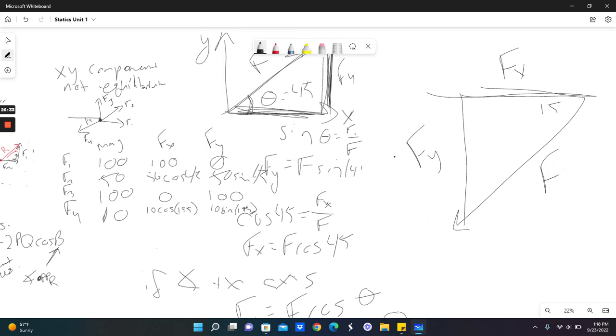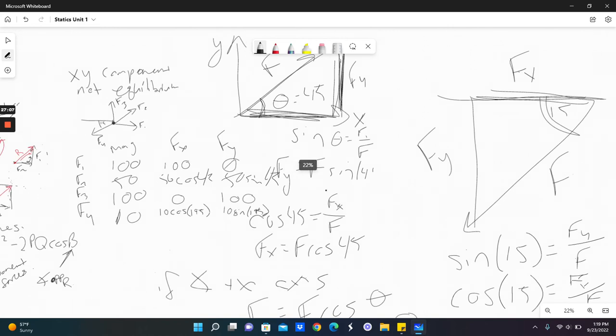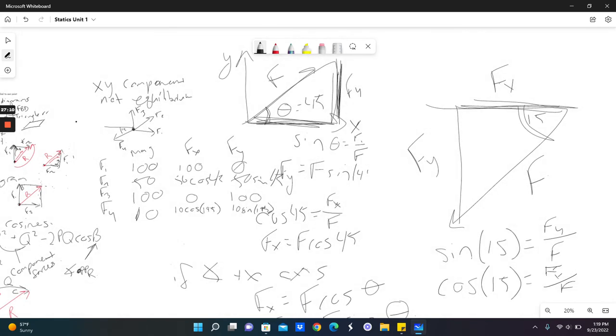So let's say we want to go with sine of 15. Sine equals opposite. Opposite is Fy over hypotenuse is F. Cosine of 15 is going to equal the adjacent, which is the Fx, right? Because it touches that angle. Fx over F. So in this case, it didn't change the value, but sometimes, what if they gave you this instead? It would switch your sines and cosines.